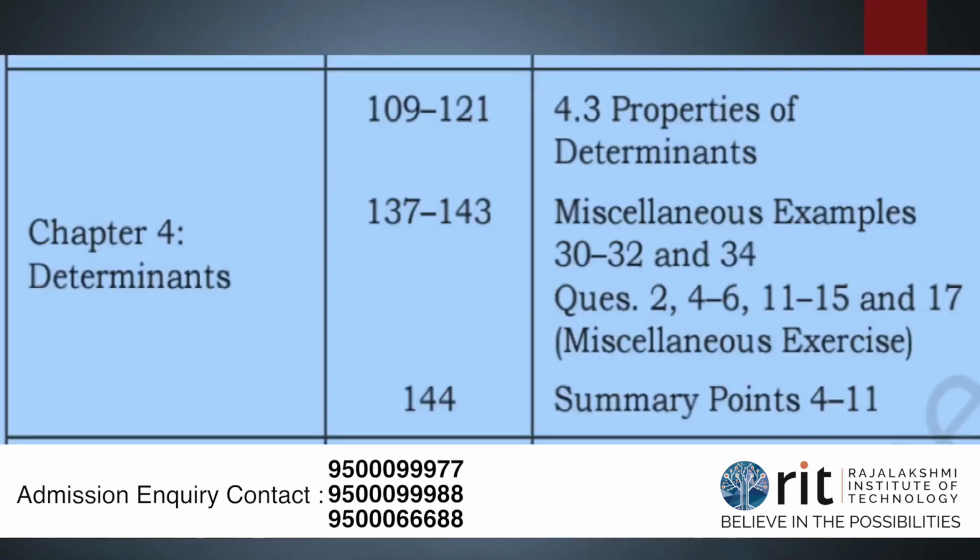Chapter number 4. Page number 109 to 121 pages. 13 pages you have. Properties of determinant will not come, but the small property means what happens when you interchange the rows into column. What happens when column are interchanged? What happens when two rows or two columns are equal? These 3 or 4 property you must go through, because question based on that will be asked.